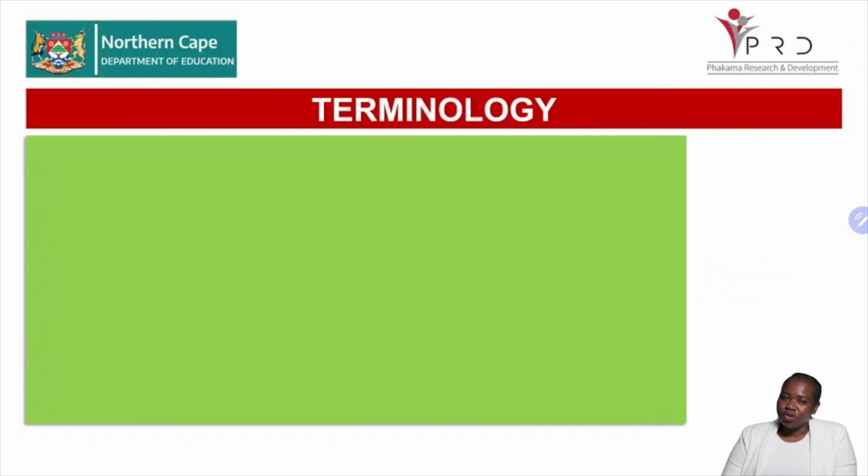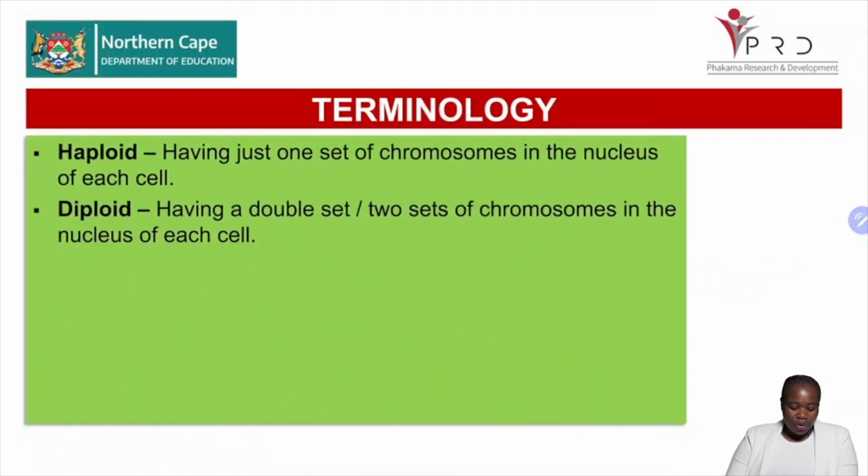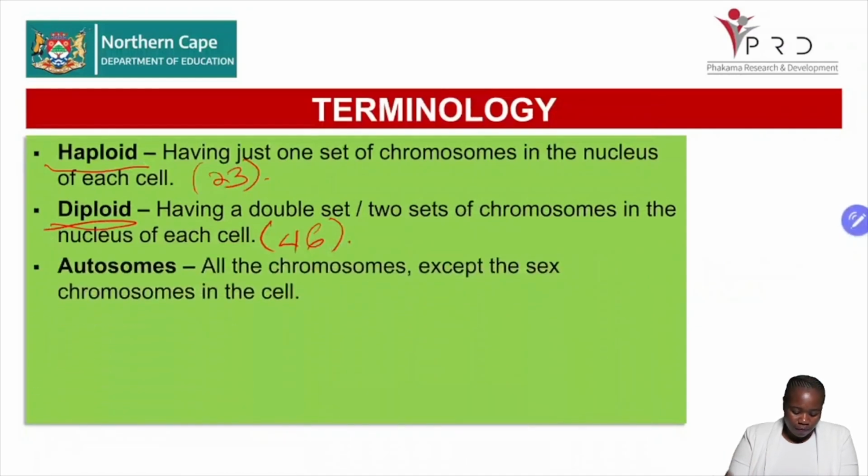And then our terminologies are also very important, right? So the first one that we have is haploid, which is having just one set of chromosomes in the nucleus in each cell. And then we have diploid, which is having a double set or two sets of chromosomes in the nucleus of each cell. So remember, haploid is half of diploid. If, for example, in humans, our diploid number of chromosomes is 46, the haploid number is going to be 23, which is half of 46.